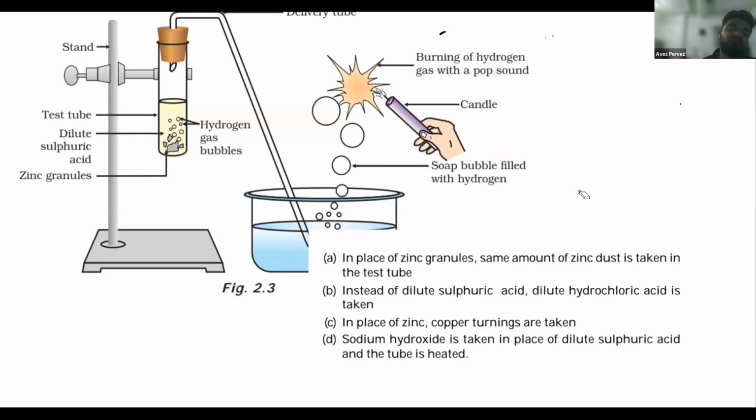If the same amount of zinc is taken as was previously taken in terms of zinc granules, but now it is in powder form, will the hydrogen gas be produced this time? Yes, sir. The hydrogen gas will be produced. Will it be produced at the same rate?